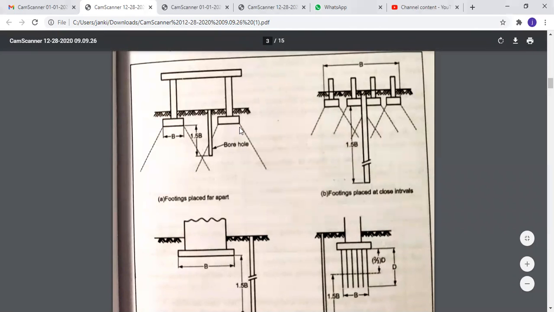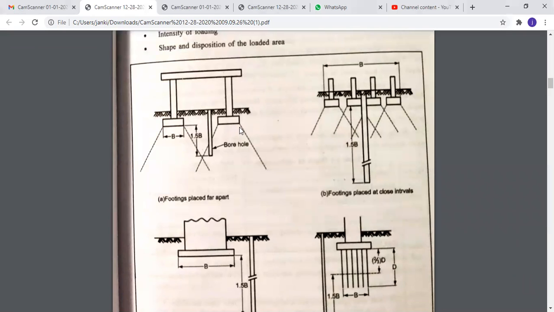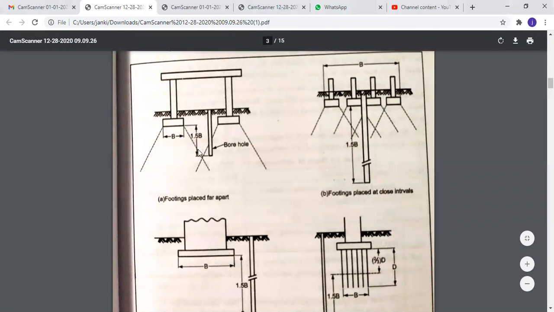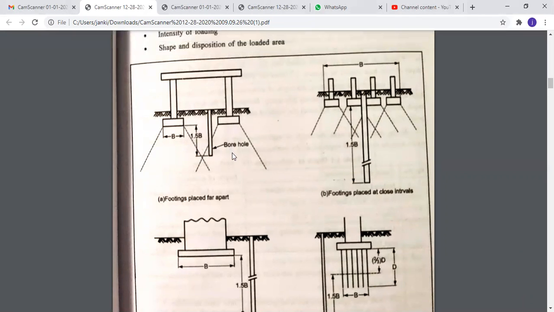It says that according to the criteria, the depth of exploration should be at least 1.5 multiplied by b, where b means the width of the footing, for the square one. While in the case of strip footing, the minimum depth of exploration should be 3b, double that of the square footing.